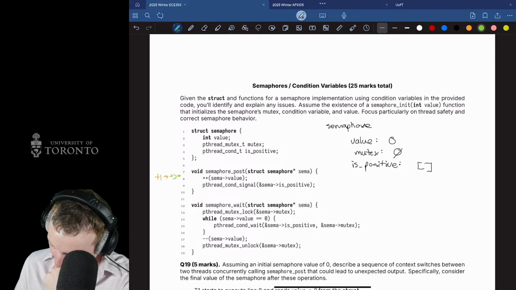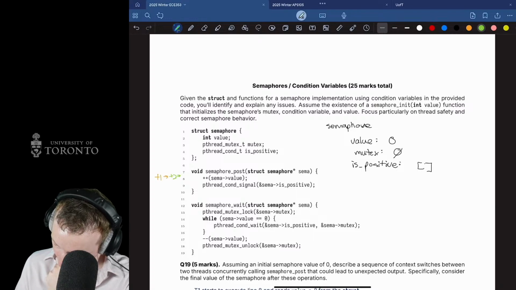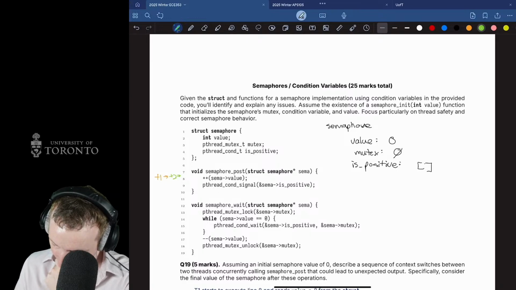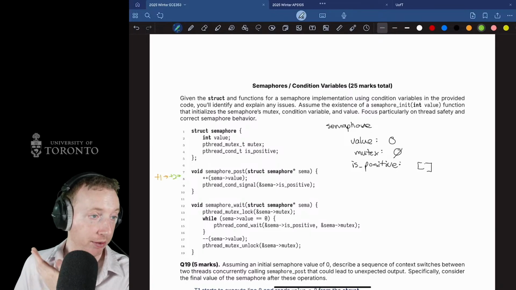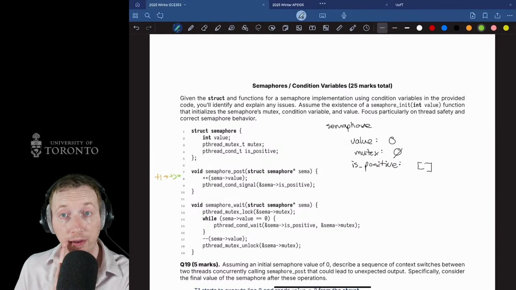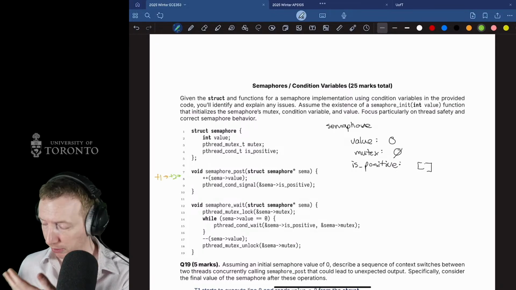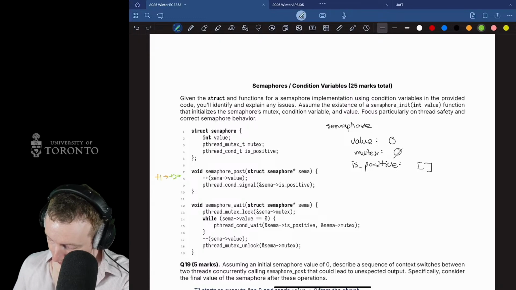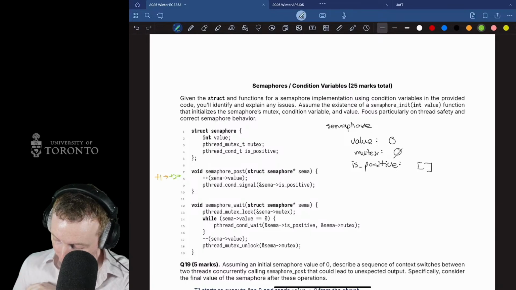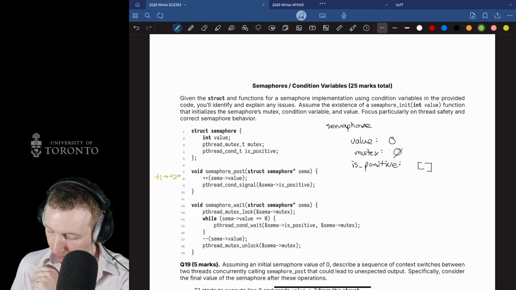So describe a set of context switches between two threads concurrently calling sem post that could lead to unexpected output. Specifically, consider the final value of the semaphore after these operations. If this is working correctly, the final value, if we post it twice from two threads, should just be 2, right? That's how it should work. So the unexpected result would be some value other than 2. And in this case, we don't have to worry about the mutex or really the condition variable, because all we do is signal it and we don't use the mutex, which is kind of our problem.